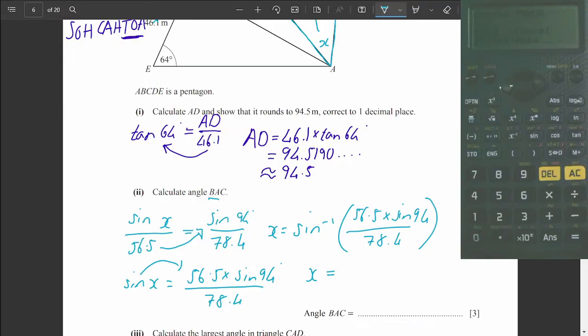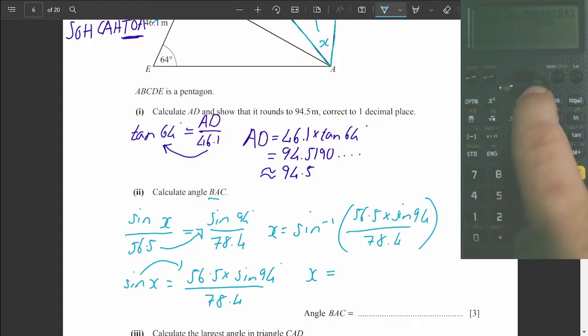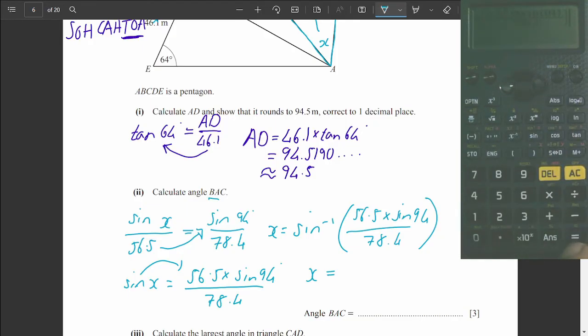Error. Let's try again. Shift sin, fraction 56.5 times sin 94, close that bracket, over 78.4, side arrow, equal, and we get 45.964, etc.